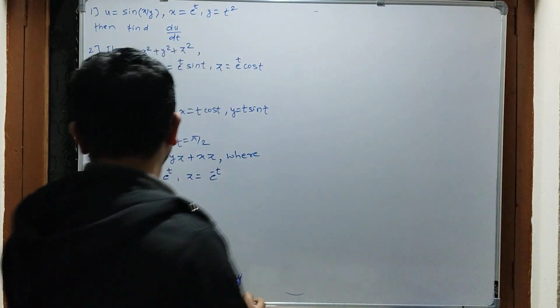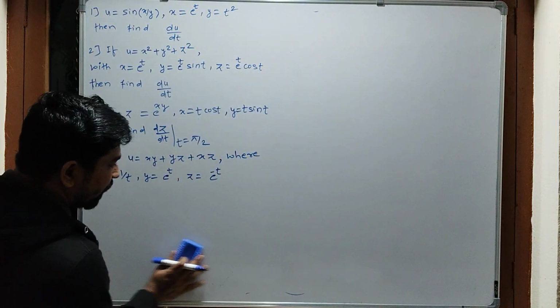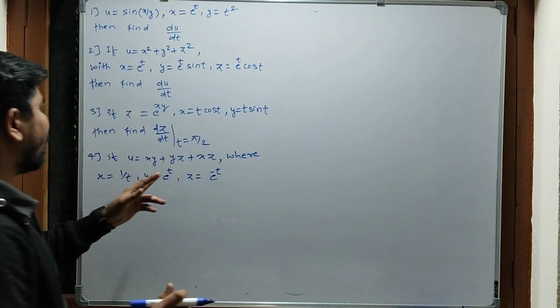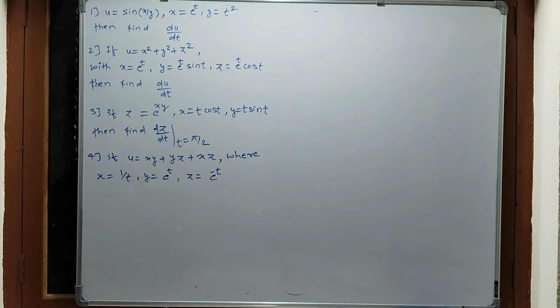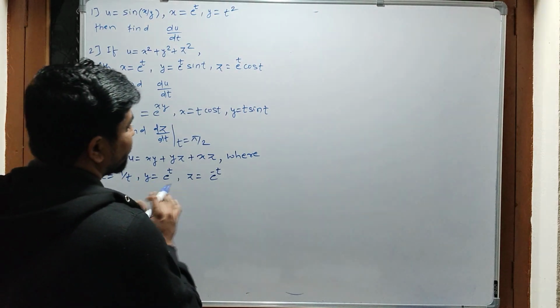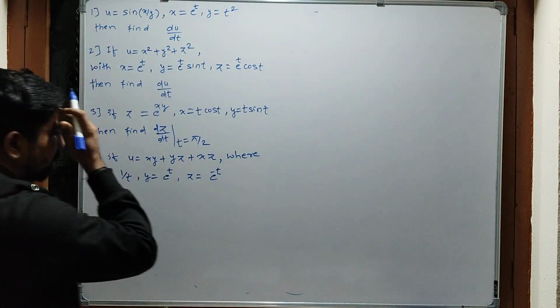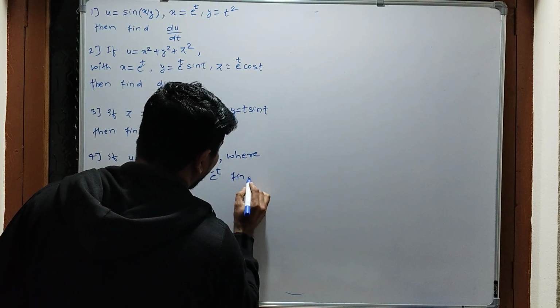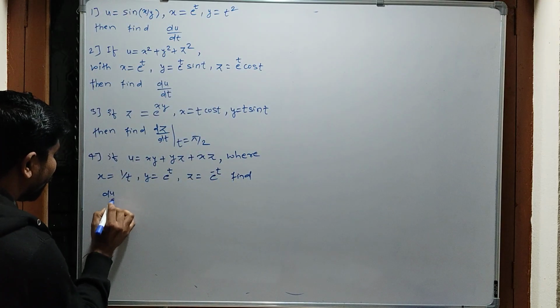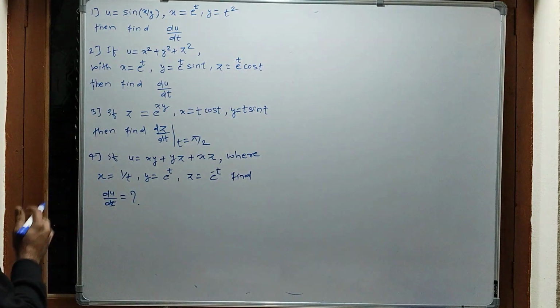Now I will solve the last example first. If u equals xy plus yz plus xz, that is, u is a function of x, y, z, and x is a function of t, y is a function of t and z is a function of t, then you have to find the total derivative du/dt. First of all, write the given information.